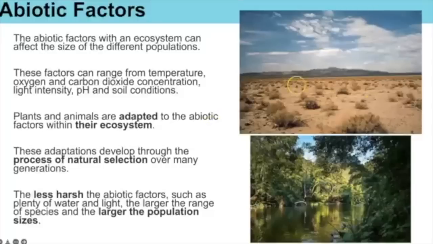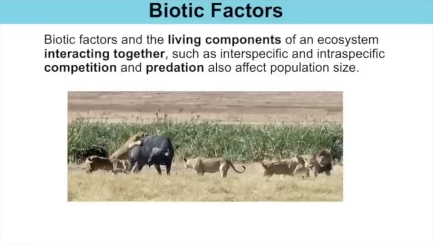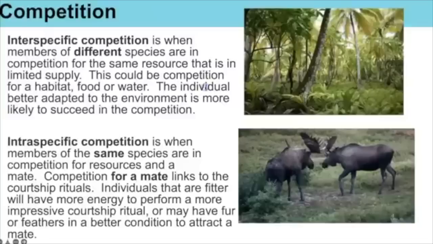So for example, in the desert, because it's very harsh conditions, you'll have a smaller range of species and the population size is smaller. Compared to down here where we can see there's plenty of light and water, we have a bigger range of species and there's more of each species. Biotic factors, we said, are the living components that are interacting together. So for example, we could be looking at competition, whether it's interspecific or intraspecific, and also the effect of predation.